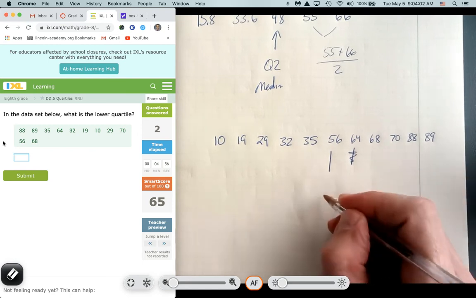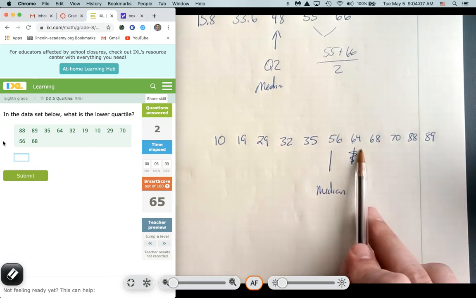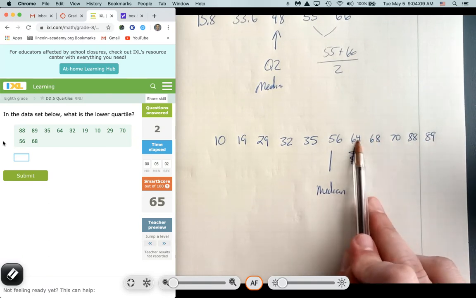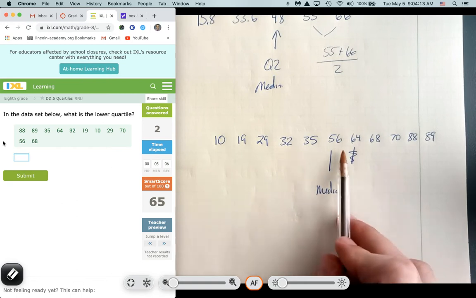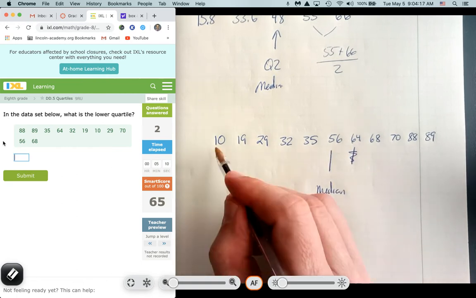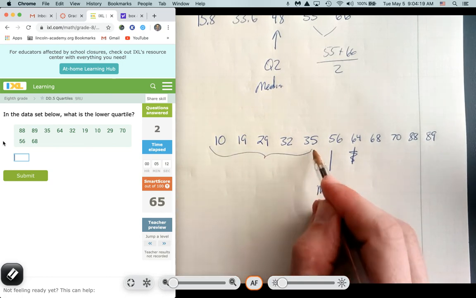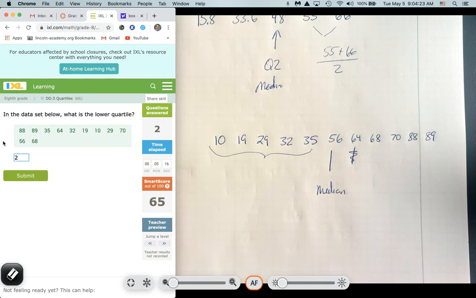There's my median. I can cut 11 in half. So there's 5 above and 5 below. And since it's looking for the lower quartile, I'm not going to include the median. I'm going to take these bottom 5 numbers and find the middle of that, which is 29. So I type in 29. Like I said, the hardest work is just putting them in order.